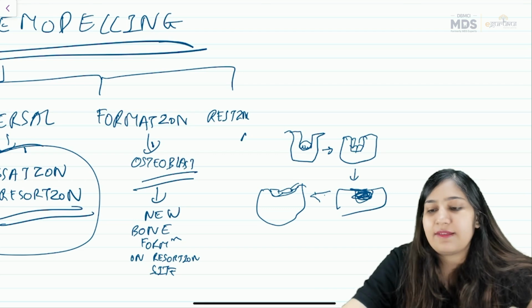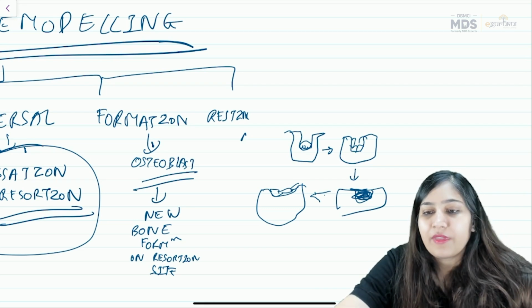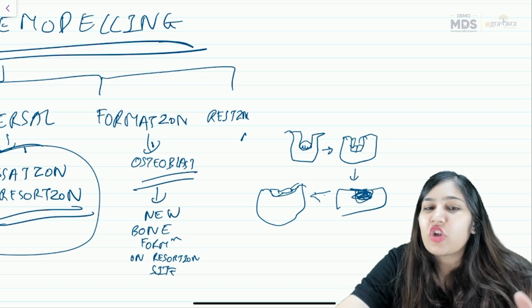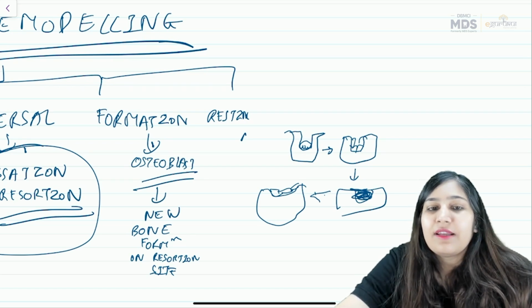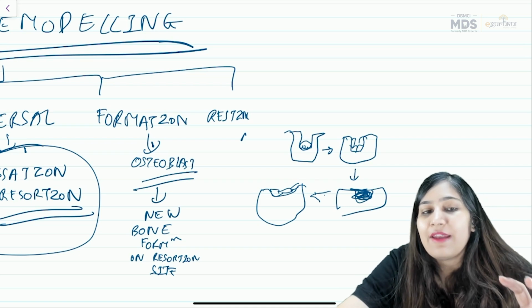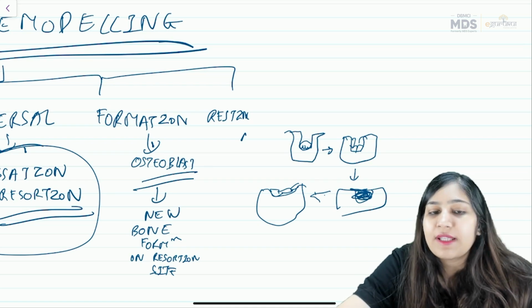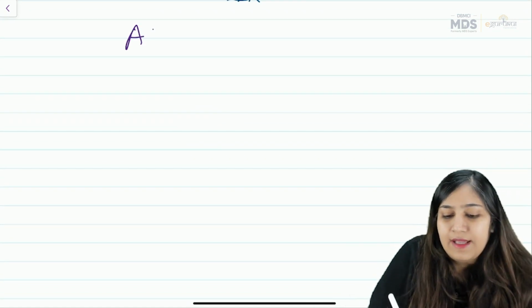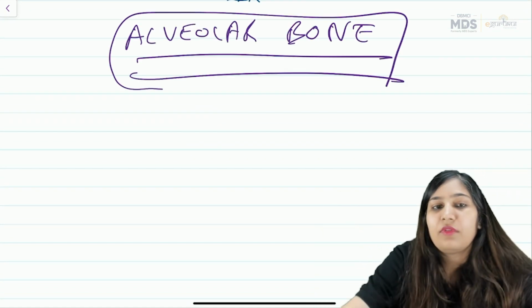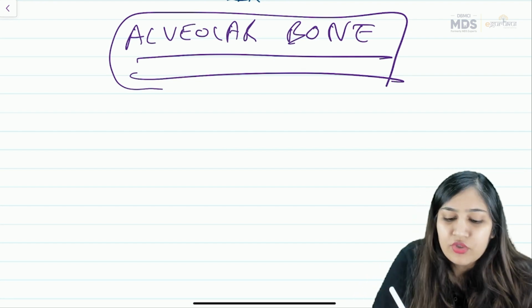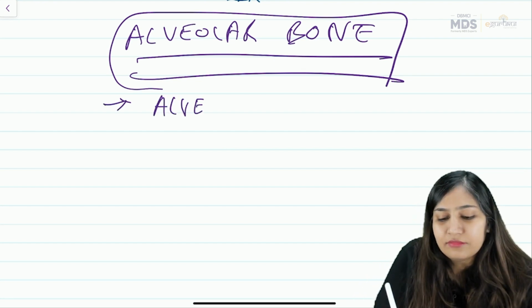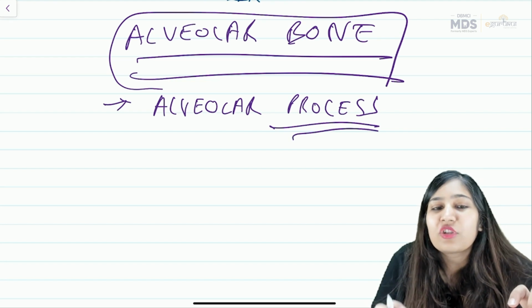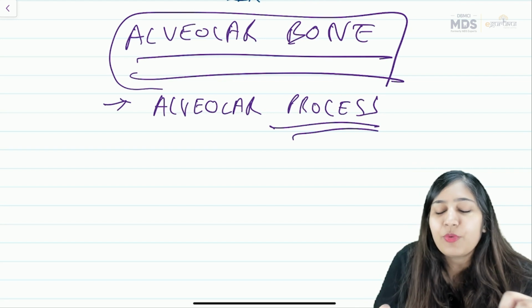So now coming to our main topic, alveolar bone. Alveolar bone is also known as alveolar process. It is the specialized bone that contains alveoli or sockets of the teeth and supports the teeth. It is purely tooth dependent.